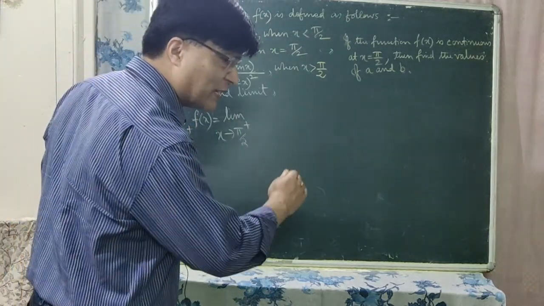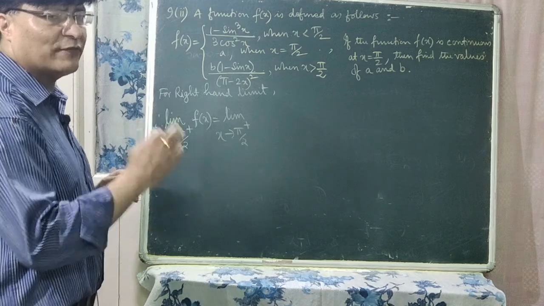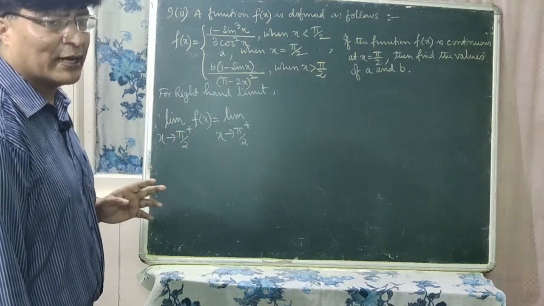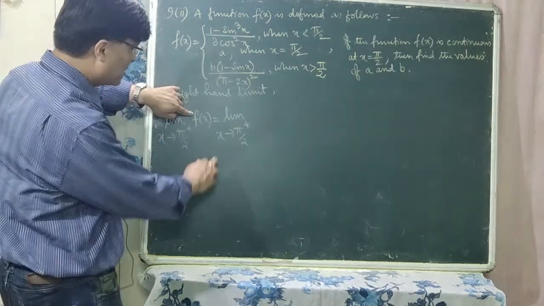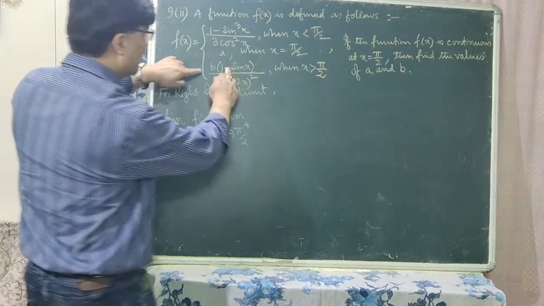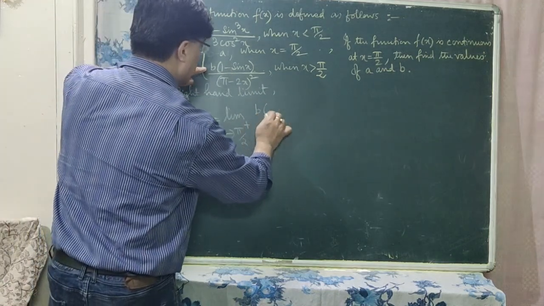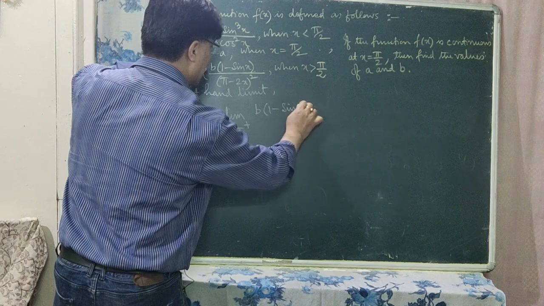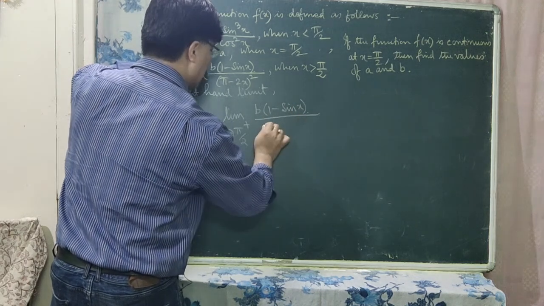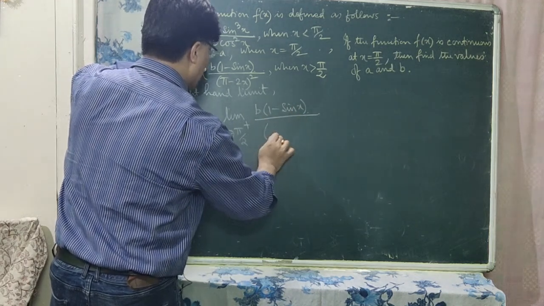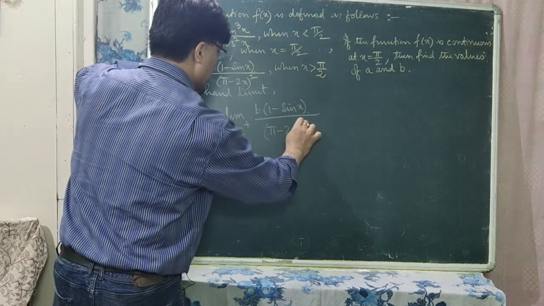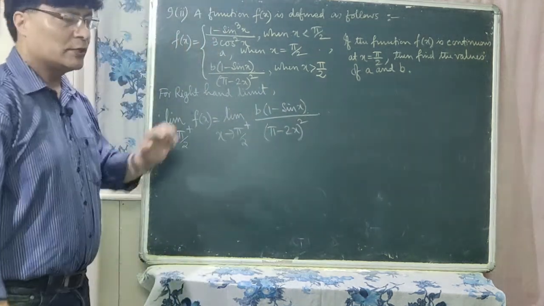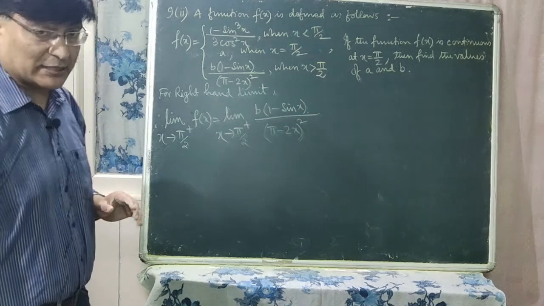And on the right of x is equal to pi by 2, all the values of f of x are greater than pi by 2. So what is the value for f of x when x is greater than pi by 2? That is this one: b into (1 minus sin x) divided by (pi minus 2x) whole square. So let us find out the value of this limit.